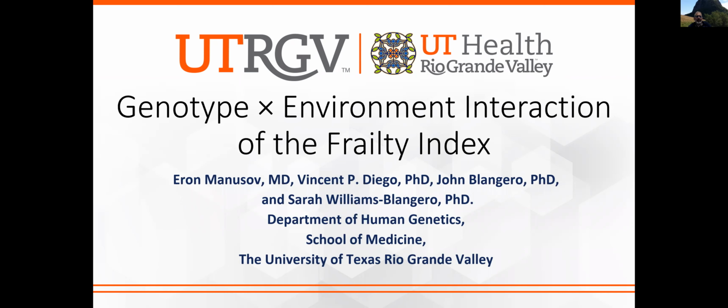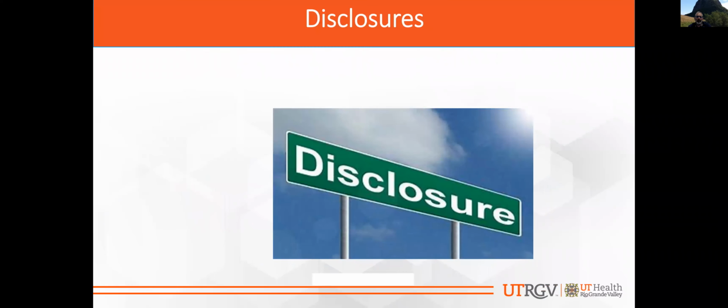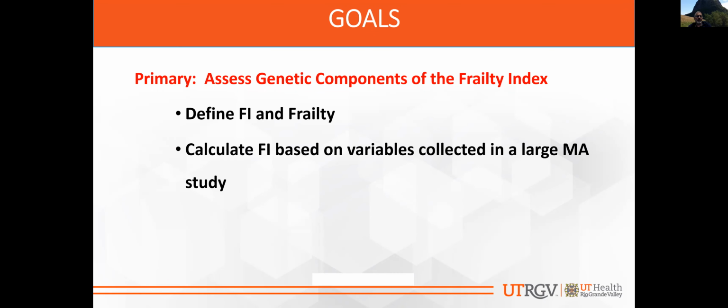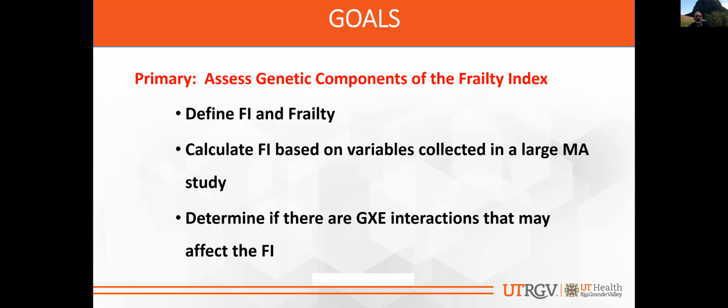What we're going to talk about today is genotype by environment interaction of the Frailty Index. We have nothing to disclose. Our major goal is to assess the genetic components of the Frailty Index. We're going to define Frailty Index and frailty, calculate the Frailty Index based on variables collected in a large Mexican-American study, and determine if there are gene by environment interactions that may affect the Frailty Index.